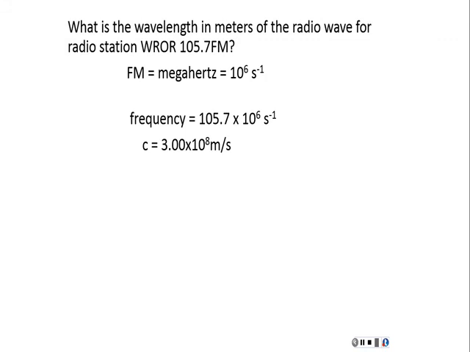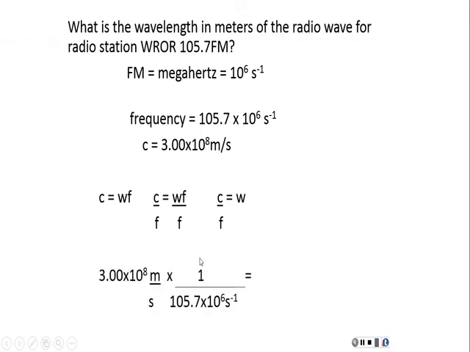So let's set up the problem then. We're going to take our formula: speed of light equals wavelength times the frequency. And this time we're going to solve it for wavelength. So that means we're going to divide both sides by the frequency, and then we wind up with C divided by the frequency equals the wavelength. And then we plug in the numbers.